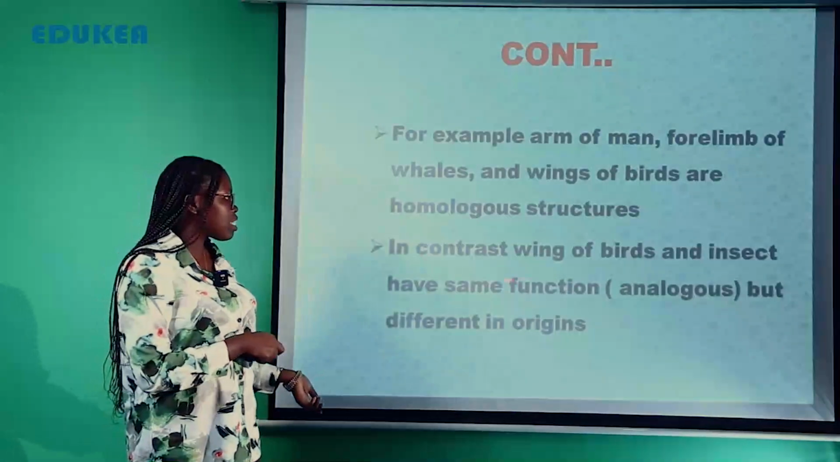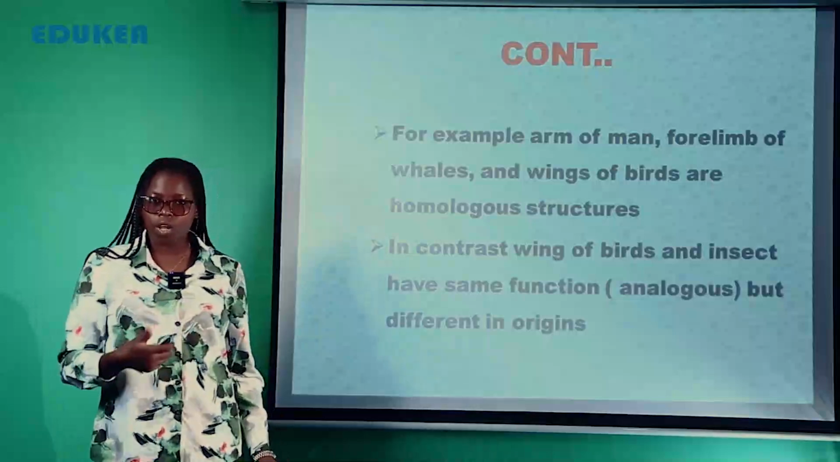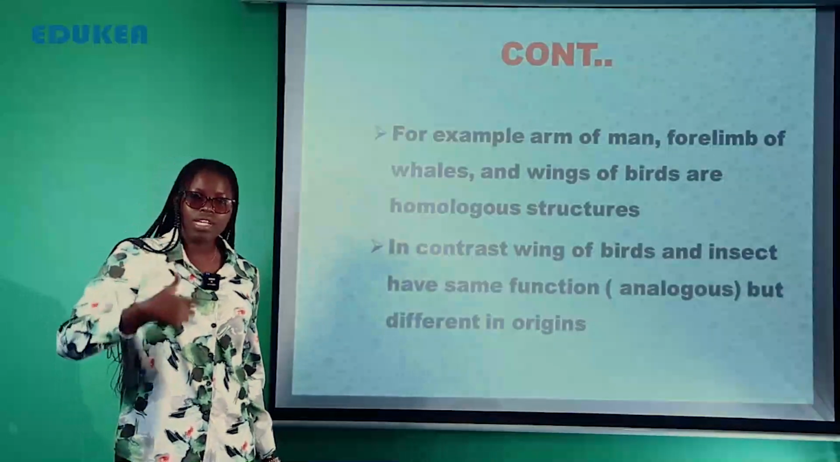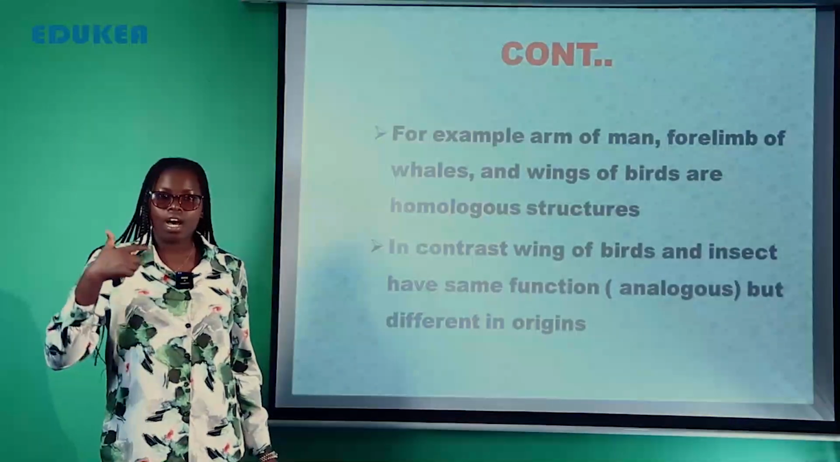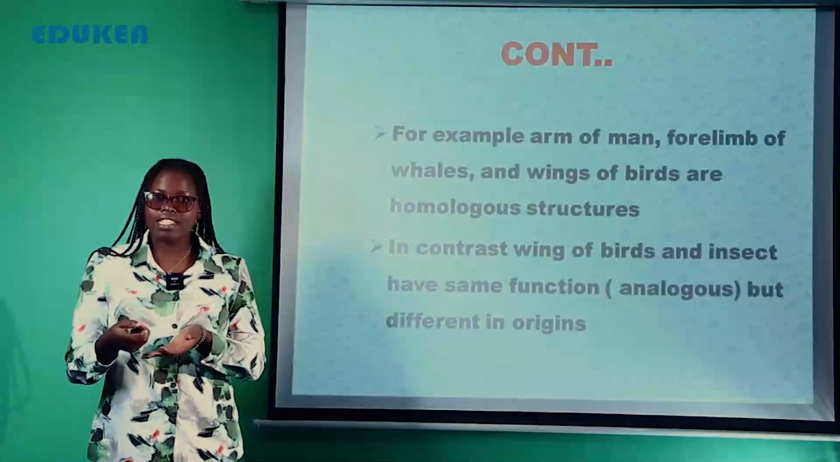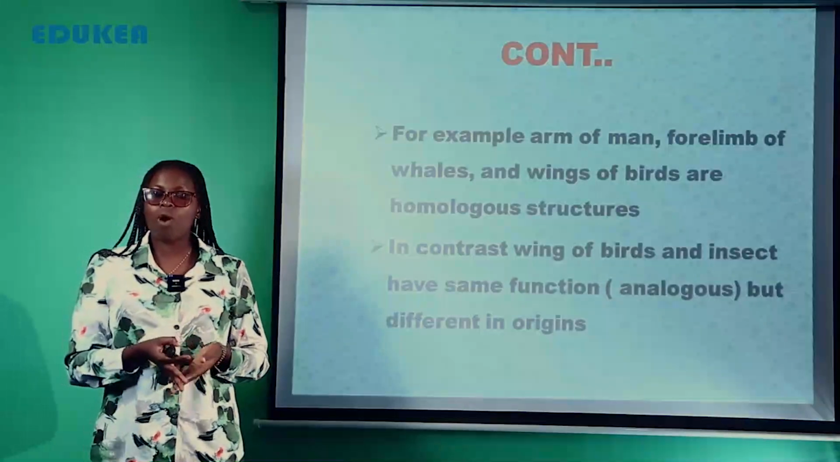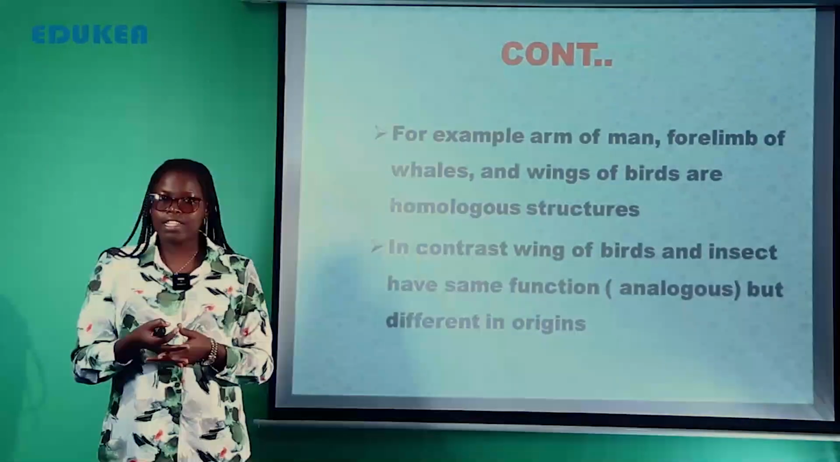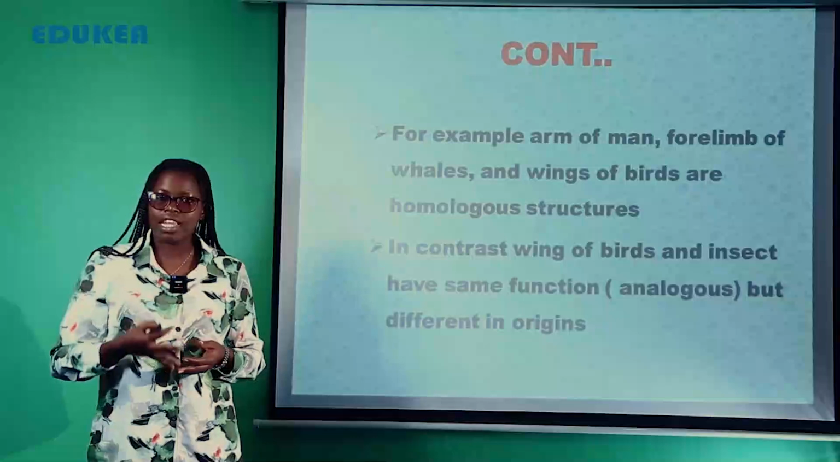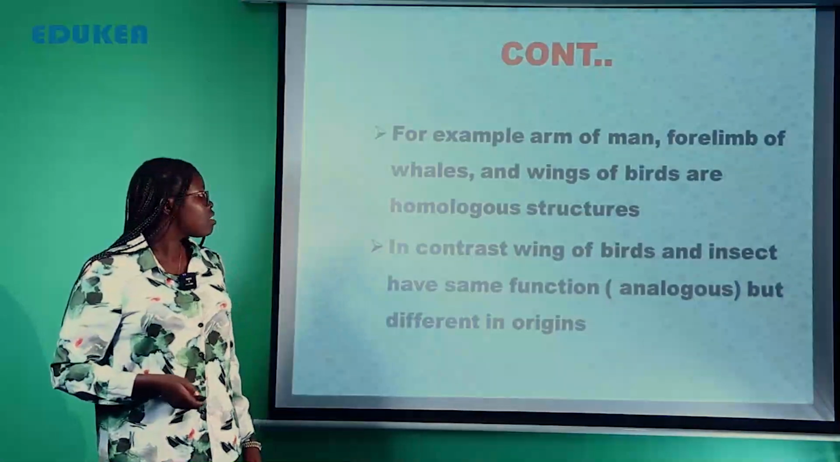And in contrast, the wings of bees and birds have the same function. Here we are looking at analogous structures. Externally, the wings of bees and birds are not of the same origin, but as a result of adaptation to the environment, both are used for flight. So this system of classification helps in distinguishing homologous and analogous structures.